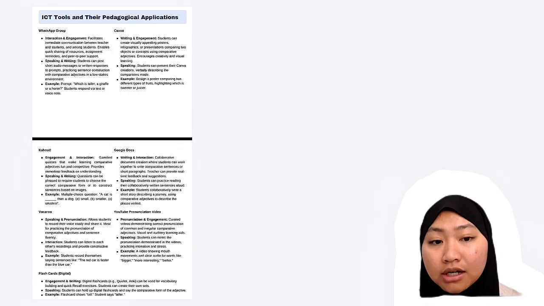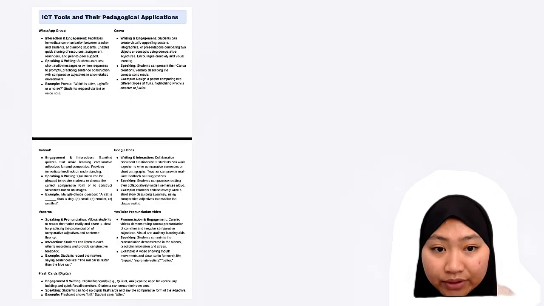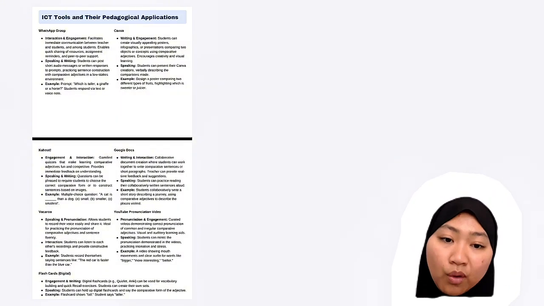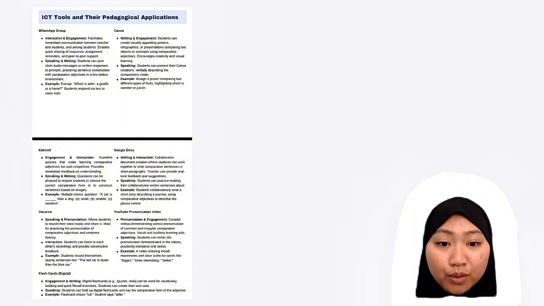For enhancing learning, I choose 6 tools that support different language skills and objectives: WhatsApp, Canva, Kahoot, Google Docs, Vocaroo, and YouTube. Instead of using technology just because it is available, each tool has a clear instructional purpose. WhatsApp is the primary communication platform for students, receiving announcements, assignments, instructions, and vocabulary support via group chats.